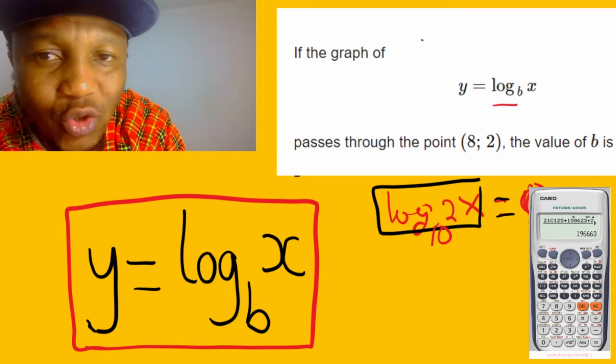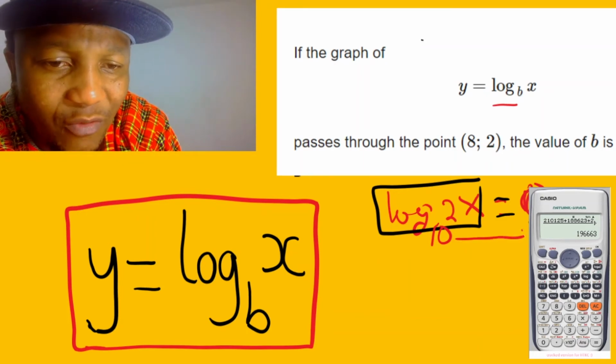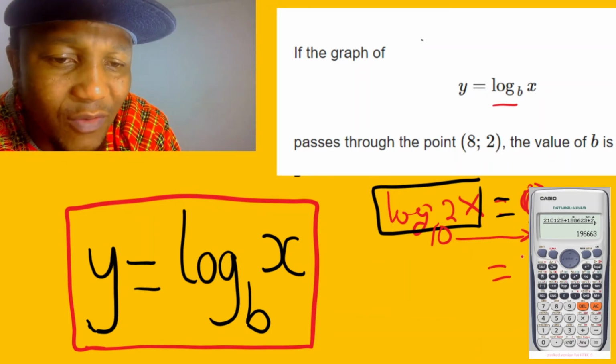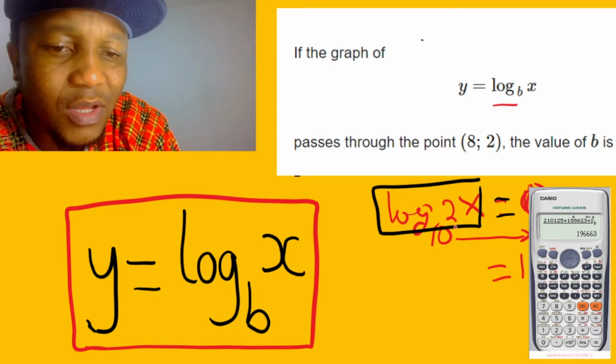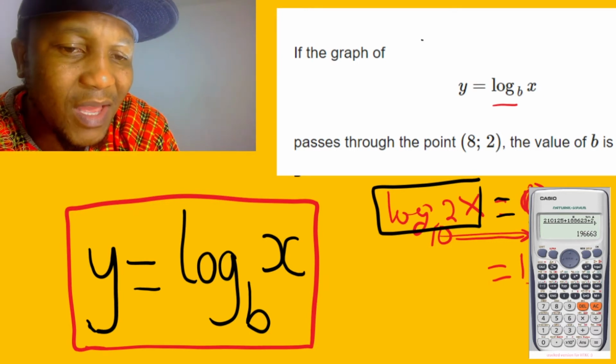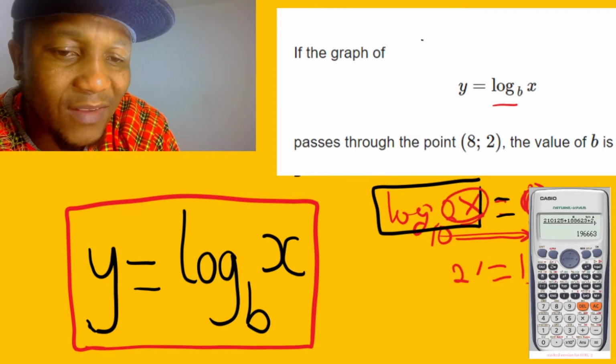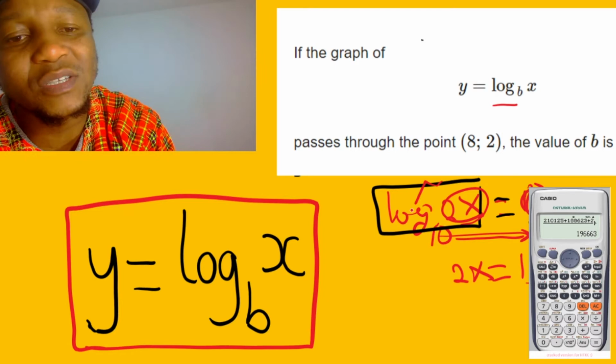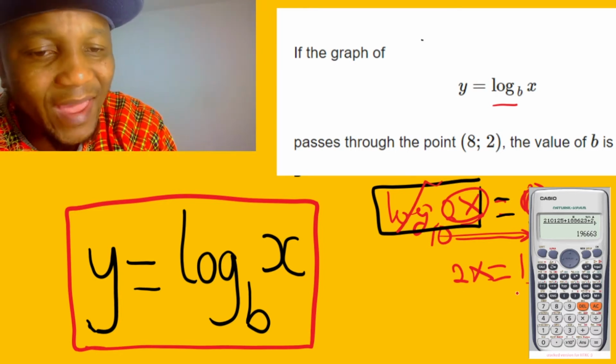So the exponential rule: what you do, you push this number to the right. When you push it to the right, it's going to become 10, and this number is going to go to the top. And here, write what you have here, which is 2x. And the log disappears. So then you have 2x equal to 10 power 0.